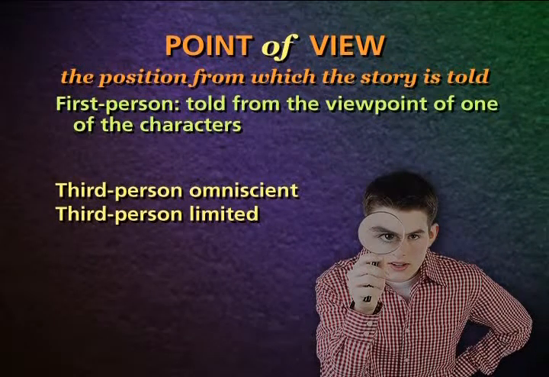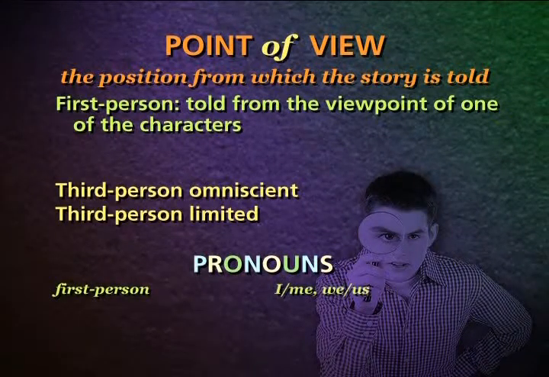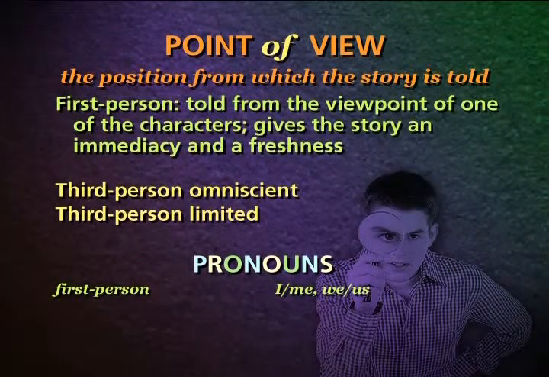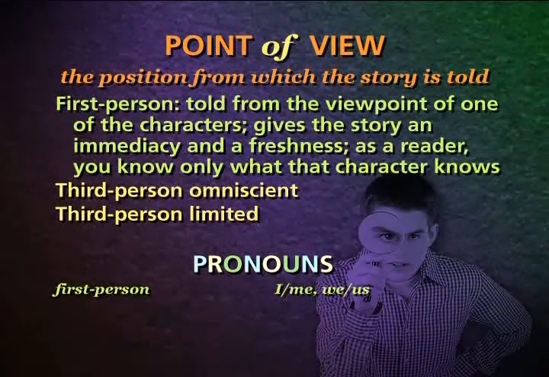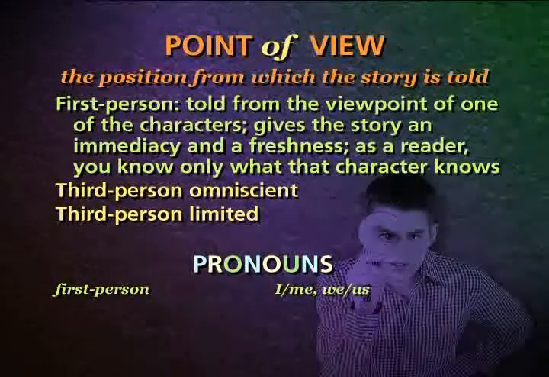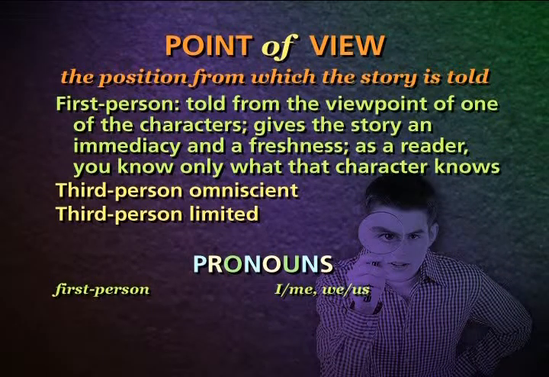The first person point of view is told from the viewpoint of one of the characters in the story. The character in the story explains all the events through his or her eyes, using the pronouns I or me. Now, the first person point of view has a very strong advantage. It gives the story an immediacy and a freshness because you're seeing it through the character's eyes as it unfolds. The downside of the first person point of view is that as a reader, you know only what that character, that storyteller, knows. So if the storyteller doesn't tell you, because the storyteller doesn't see it, you don't know it.